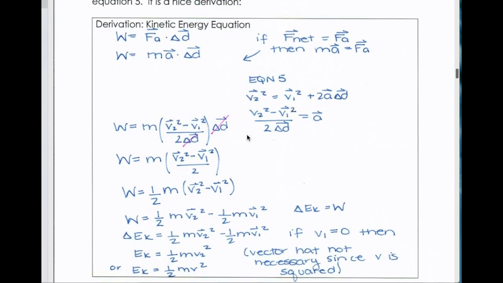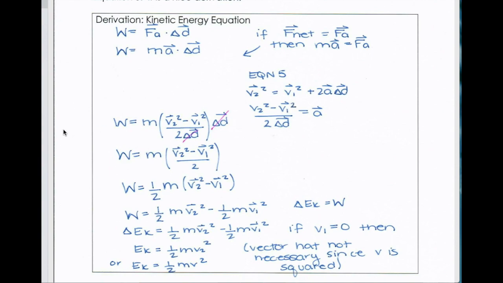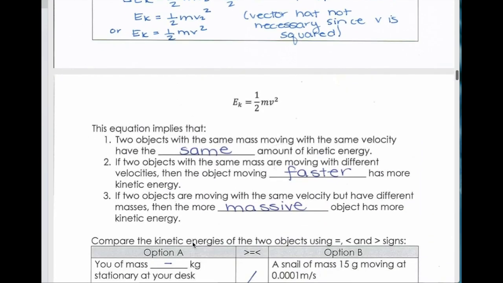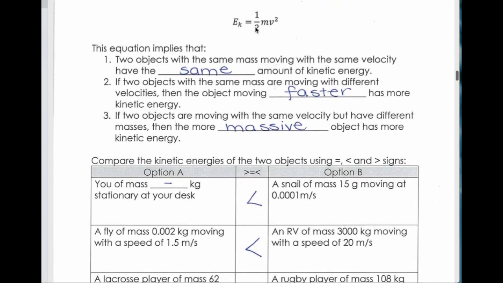I'm going to just show you this page. I'm not going to talk through all of this, but this is the derivation of the kinetic energy equation, breaking down work. Remember that work is a change in energy, and since we're looking at energy, we can substitute in the formula of work. It also uses one of the kinematic equations to break it down. But the necessary information is that kinetic energy equals 1/2 mass times velocity squared.